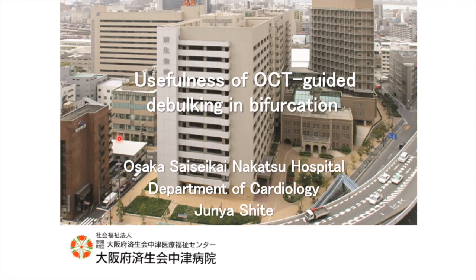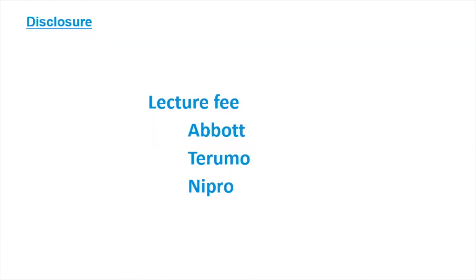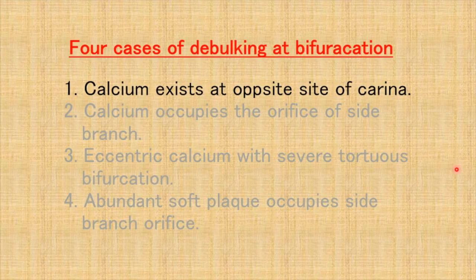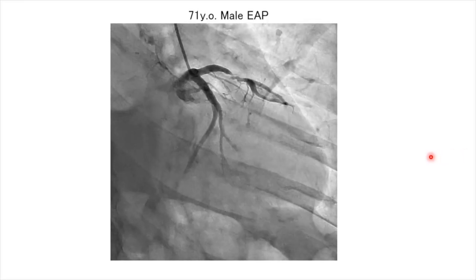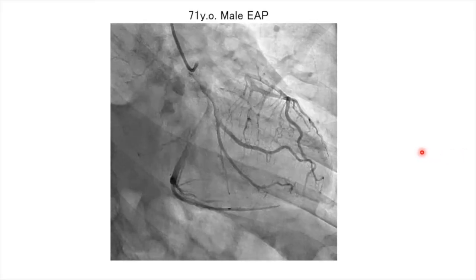The title of my presentation is the usefulness of OCT-guided debulking in bifurcation. I would like to show 4 cases of debulking at bifurcation. The first case is calcium at the opposite side of the carina. The case is a 71-year-old male with effort angina.